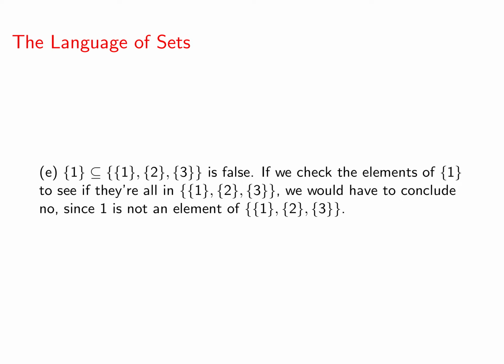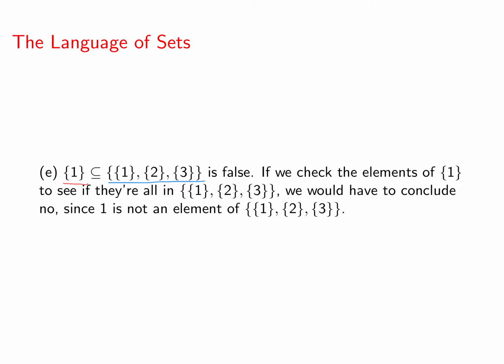Finally, part E is false. What are the objects that are in the set on the left side? There's one thing, the number 1. What are the objects on the set on the right? There are 3 things in there, and they're all sets. The set containing 1, the set containing 2, and the set containing 3. There are no numbers in this set. This set only contains sets.